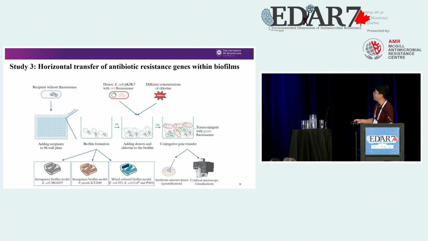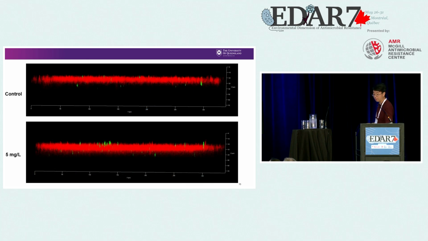So here we have three biofilm models. One is the E. coli biofilm. One is the Pseudomonas putida biofilm. And one is the multiple species biofilm. So we try to do underexposure disinfection. How about the frequency of this gene transfer?